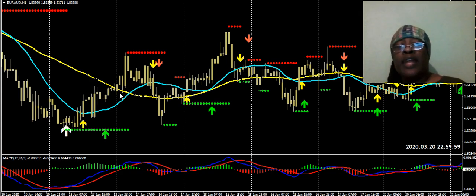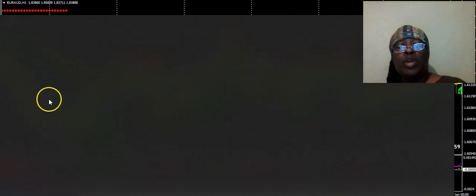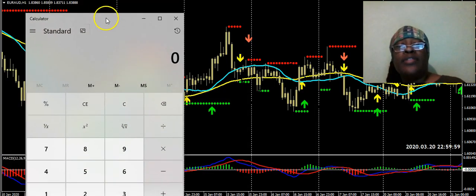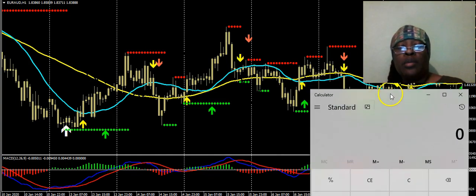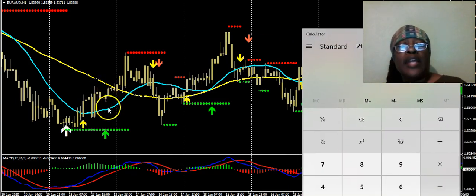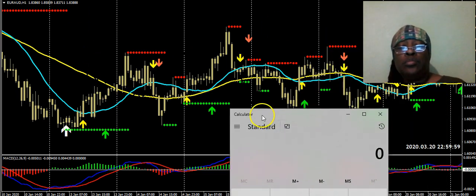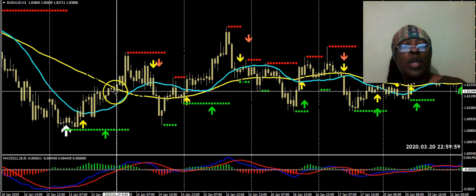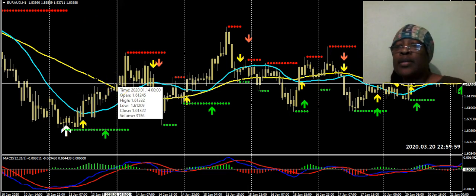Now, another way that you can determine your 20 pips is the entry. Whatever your entry price is, you take the numbers after the decimal. Let me show you. Okay, so in this case here, we're kind of overlapping. That's okay. Let's say you did get in at 1.61333. You're getting 20 pips.